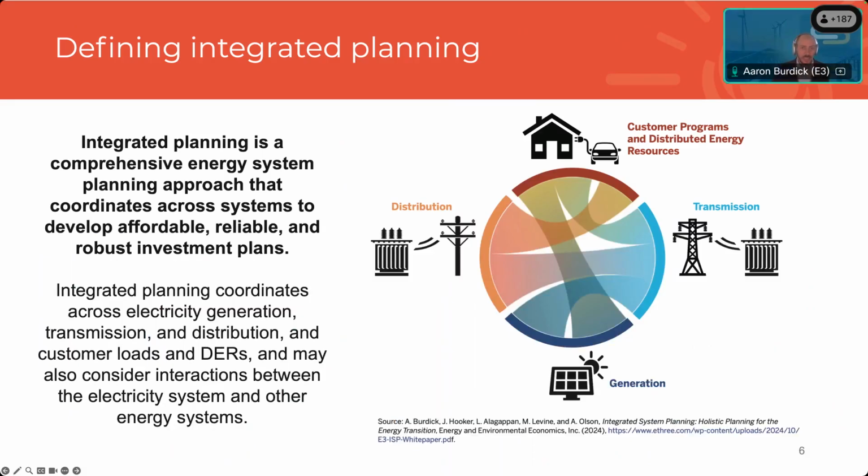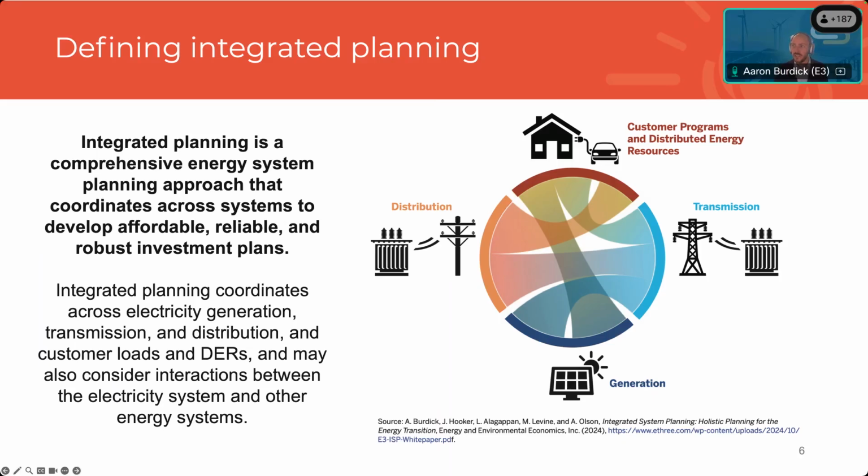So that's what integrated planning can allow us to do, is to capture that complexity. And this is the definition that we worked up with the task force's input. Integrated planning is a comprehensive energy system planning approach that coordinates across systems to develop affordable, reliable, and robust investment plans. So as noted, it coordinates across these four historical silos within electricity system planning, and it may also consider interactions between the electric power system and other energy systems. We'll be talking more about that shortly. So we move from this siloed approach to this comprehensive approach shown on the right here.